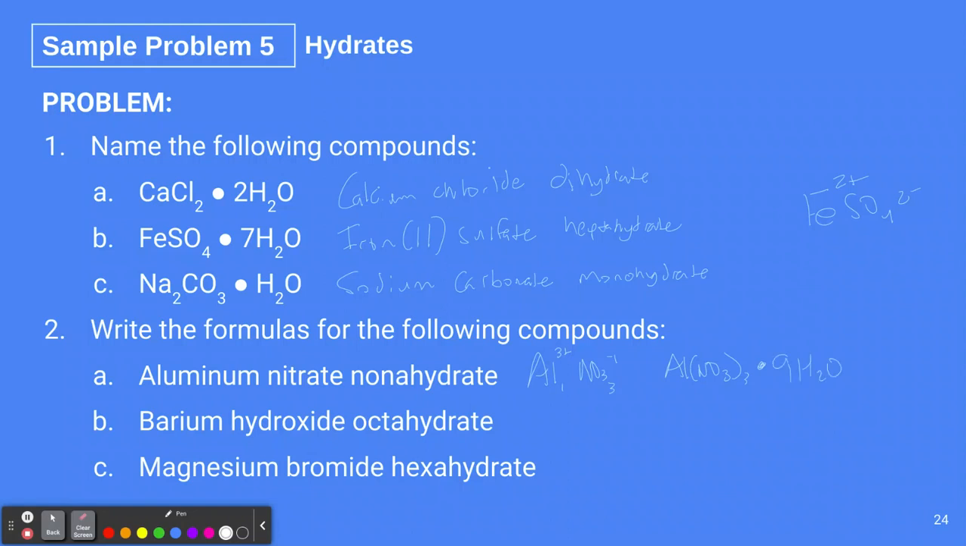The next one, barium hydroxide. Barium has a plus 2 charge. Our hydroxide has a minus 1 charge. So we're going to need 1 barium, 2 hydroxide, so Ba(OH)2. And then octahydrate is 8 H2Os. Our next one, magnesium, has a positive 2 charge. Bromide has a minus 1 charge. So we're going to need 1 magnesium, 2 bromides, so MgBr2, and then a dot, and hexahydrate is 6 H2Os.